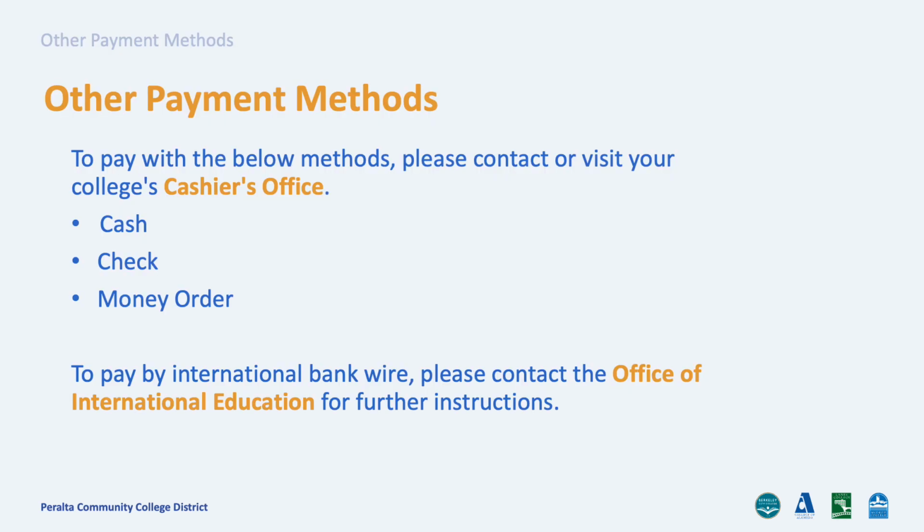If you wish to pay by cash, check, or money order, you need to make the payment directly through your college's cashier's office. To pay by international bank wire, please contact the Office of International Education for further instructions. However, keep in mind that wire payments are not instant and can take about a week to process. Overall, the fastest and most secure way to pay for your tuition fees is with your credit card.